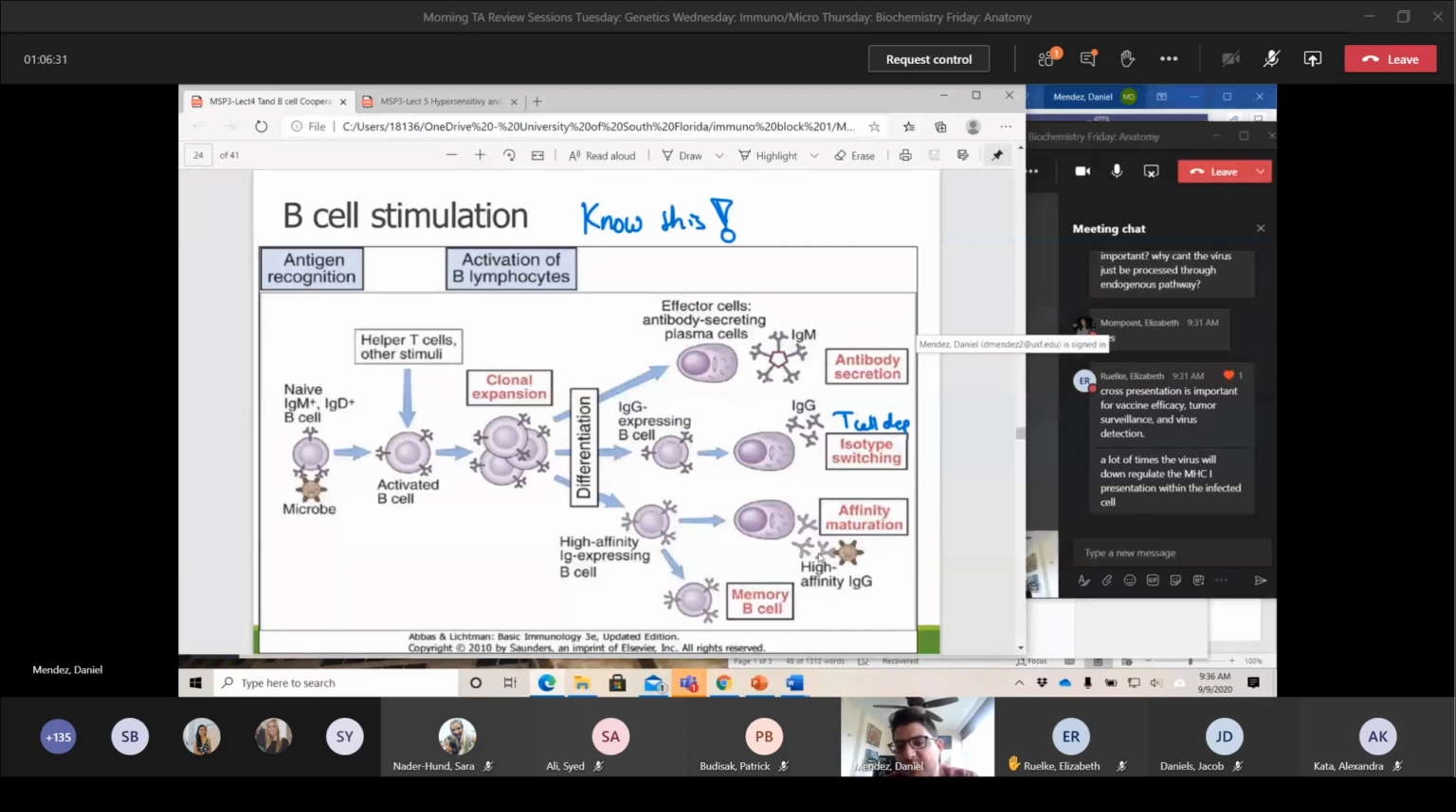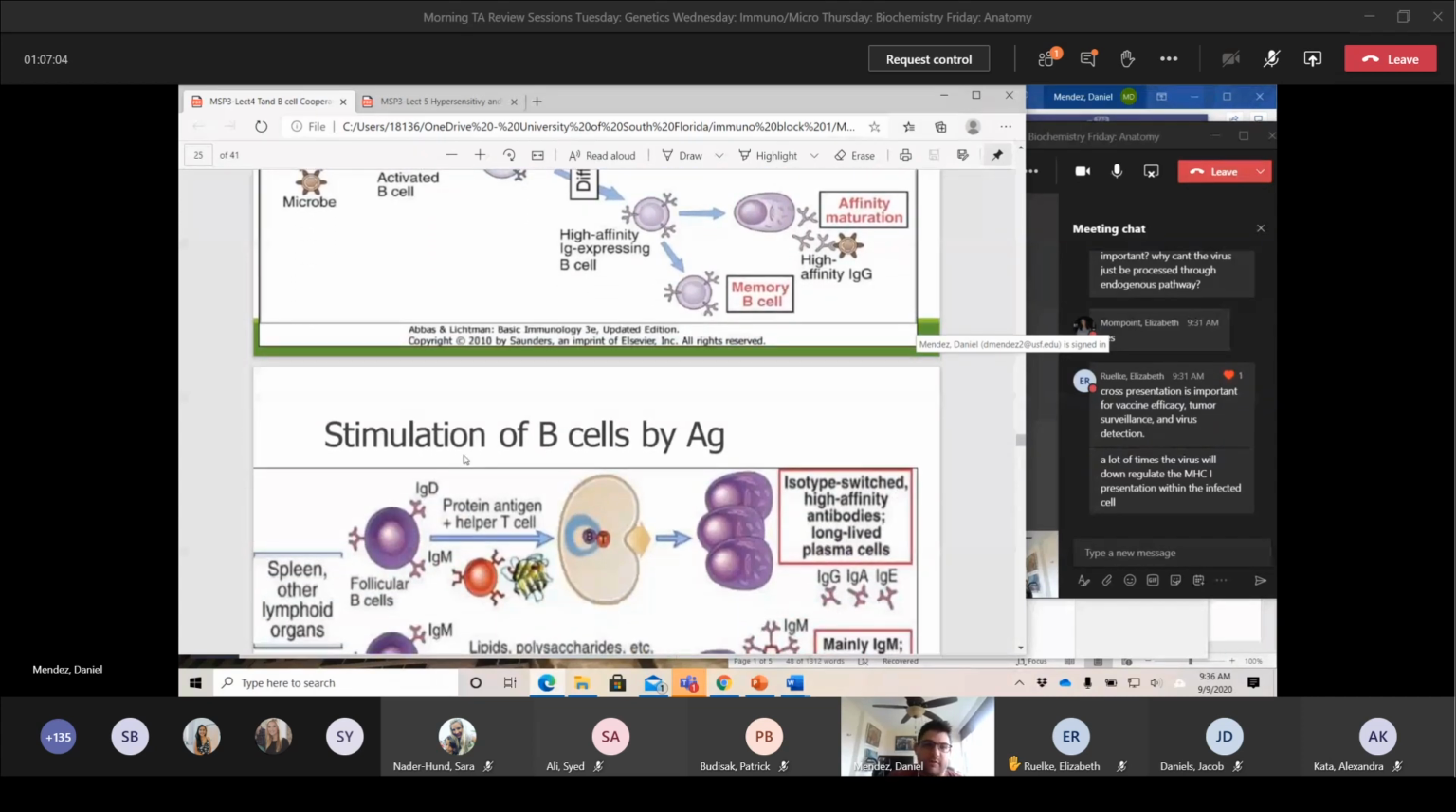So affinity maturation is changing the Ig, so the antibody, to be able to fit that microbe more. So this is what she talked about when she talked about changing the invariant chain. I'm sorry, changing the variable region of our Ig. So if we're changing the variable light chain or the variable heavy chain, this is going to be affinity maturation, or we go through the process of it becoming a memory B cell. So these are our four fates here that we get from this activated B cell. And we're going to go into each one of them.